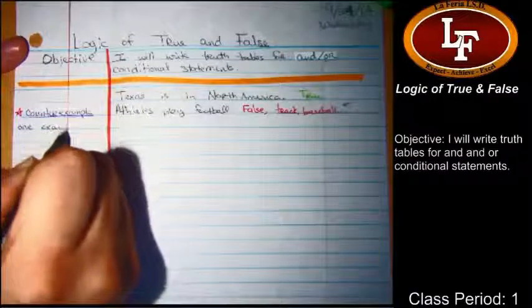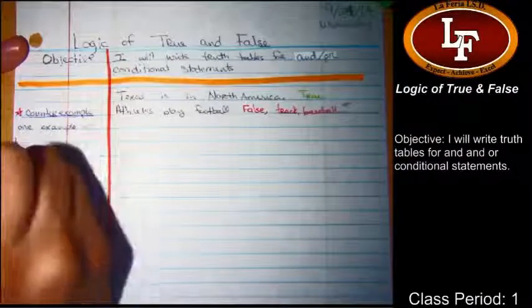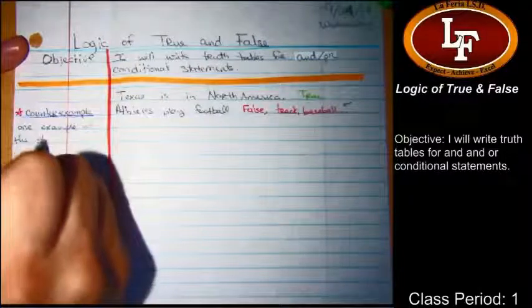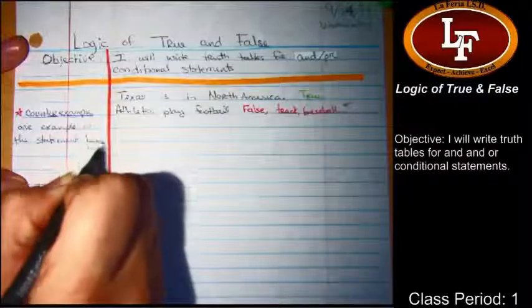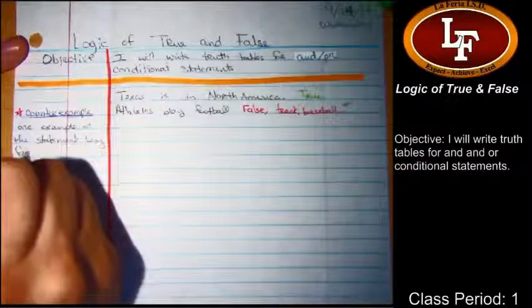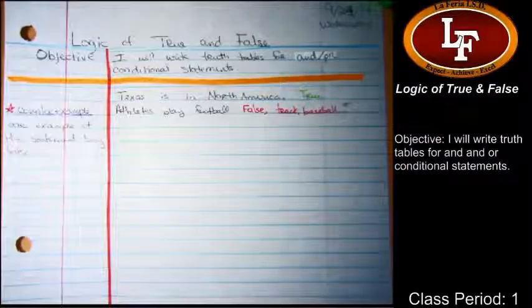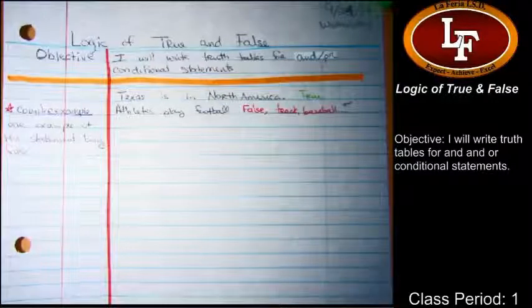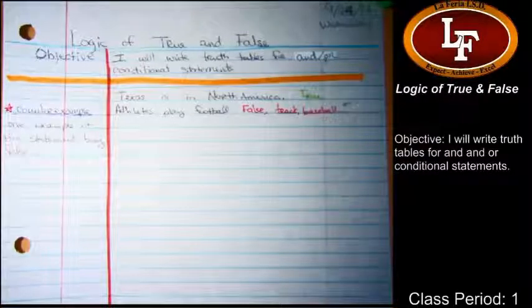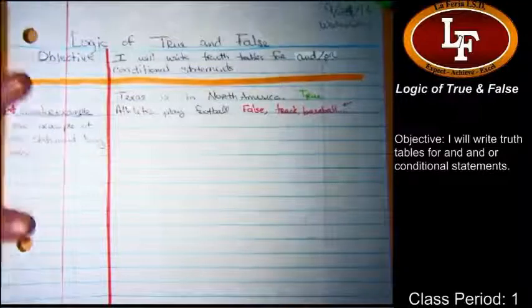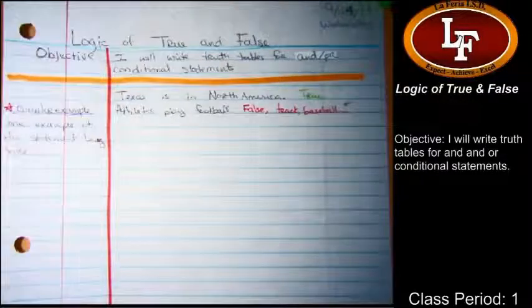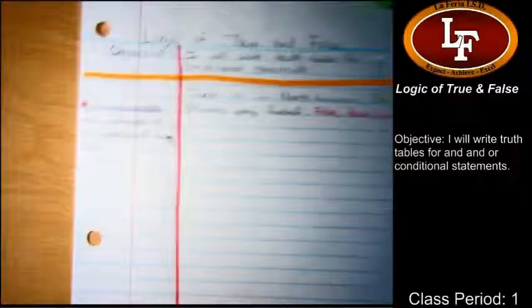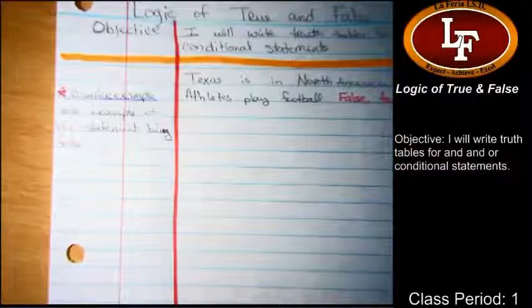So one example of the statement being false. Now, when we're talking about true, false stuff, wow, that's really ugly handwriting. When we're talking about, zoom in there for you.